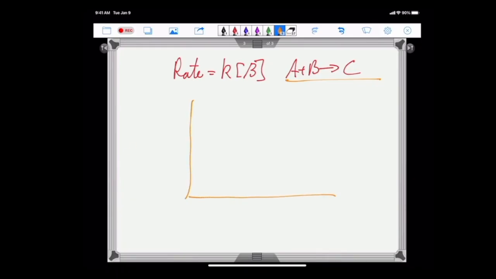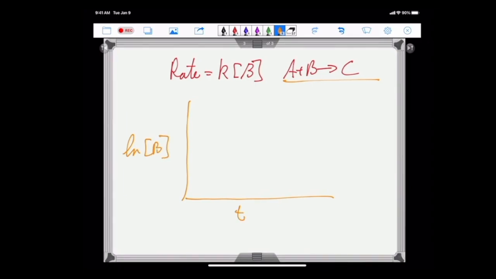If I graph log of B versus time, what should you see? Downward slope, straight line, totally agree. Bam, right? Where again, right there, is the slope, which equals negative K. Great. What if I asked you to graph this same one, but this is log of A? Now, what should it look like?